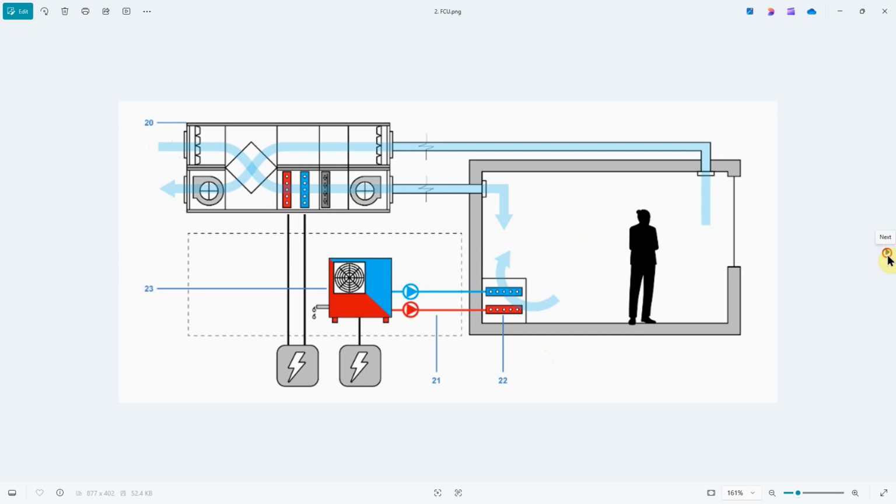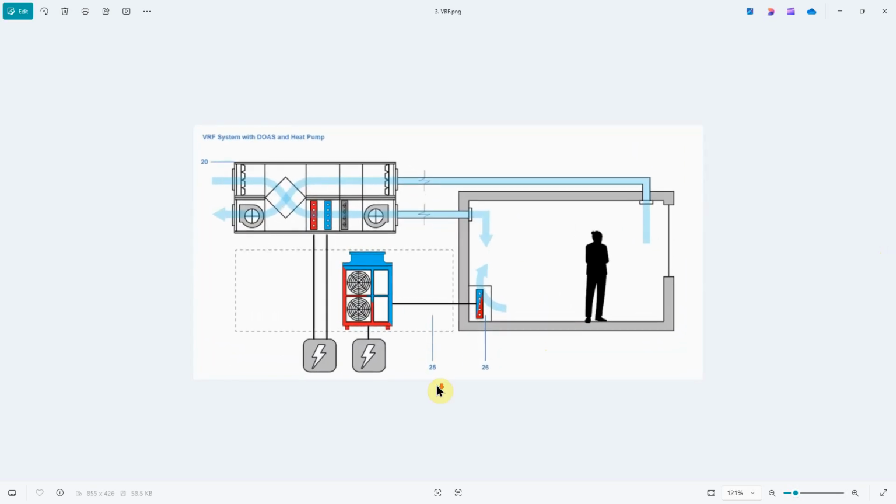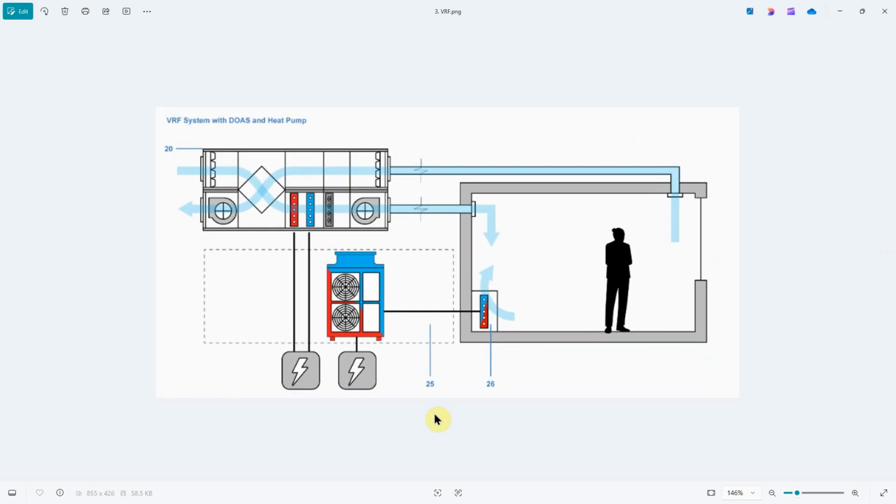The only difference with the next system, which is the DOAS, dedicated outdoor air system with VRF, is that we have the same heat pump that's preheating and cooling the air in the air handler. We have another. They just made it a different icon. It's really the same thing. It's a heat pump, but it's delivering temperature with a refrigerant rather than hot or cold water pipes. That's the only difference.